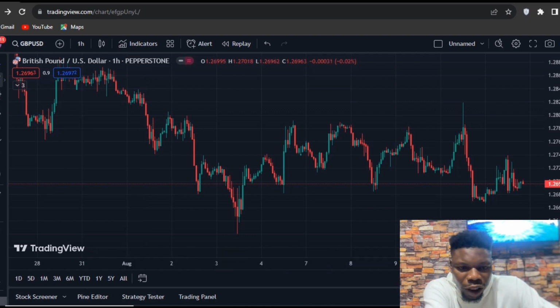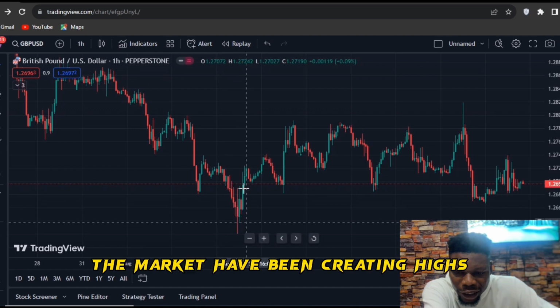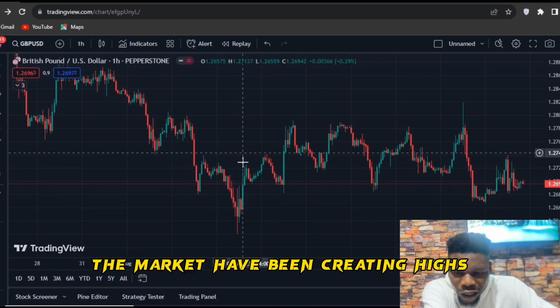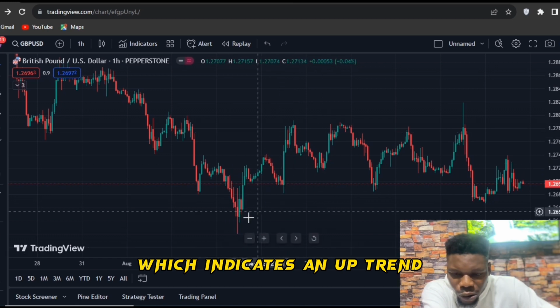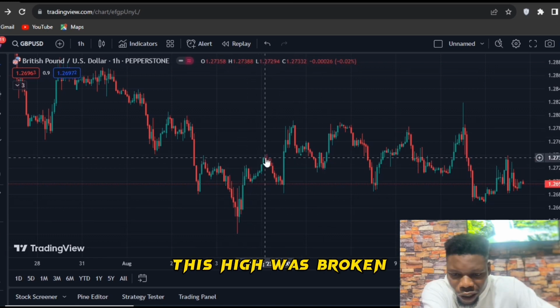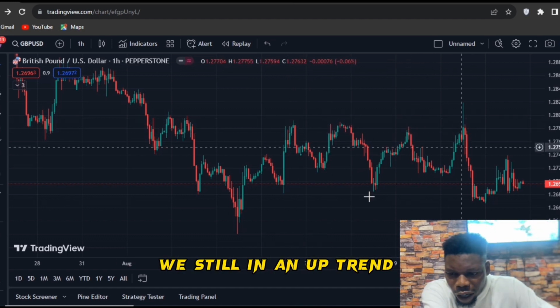Let's see. First, we need to identify the trend. So what can we see here? From here, the market has been creating highs, and the highs have been taken, which indicates an uptrend. You can see this high was broken, this high was broken, this high never got broken. So we're still in an uptrend.